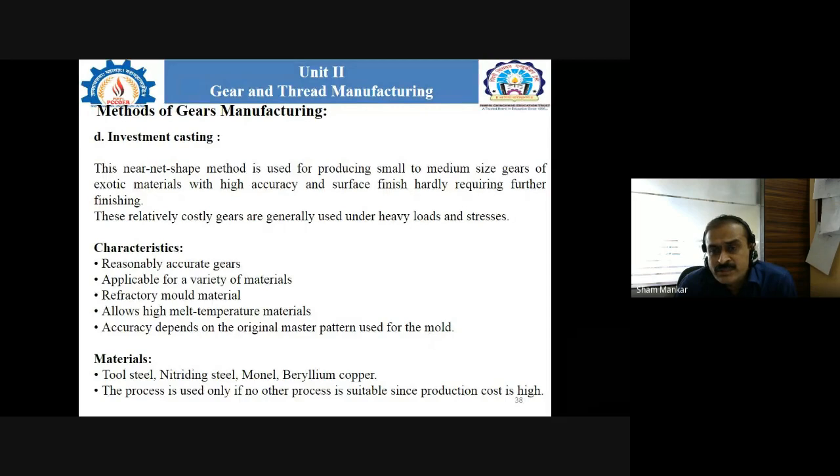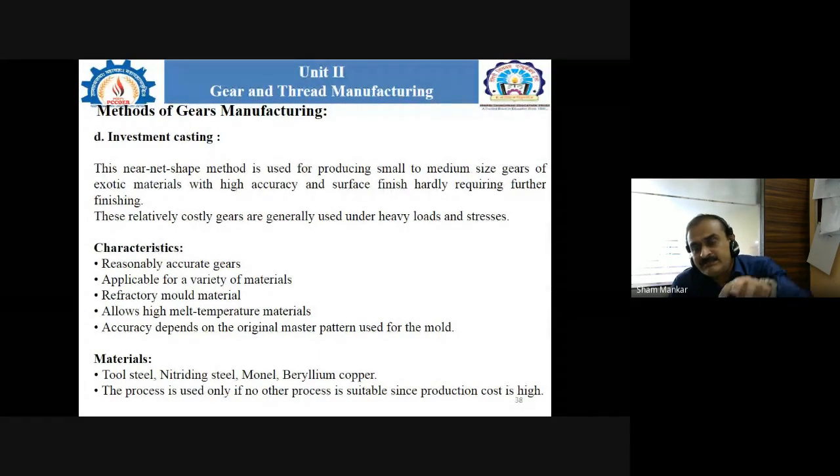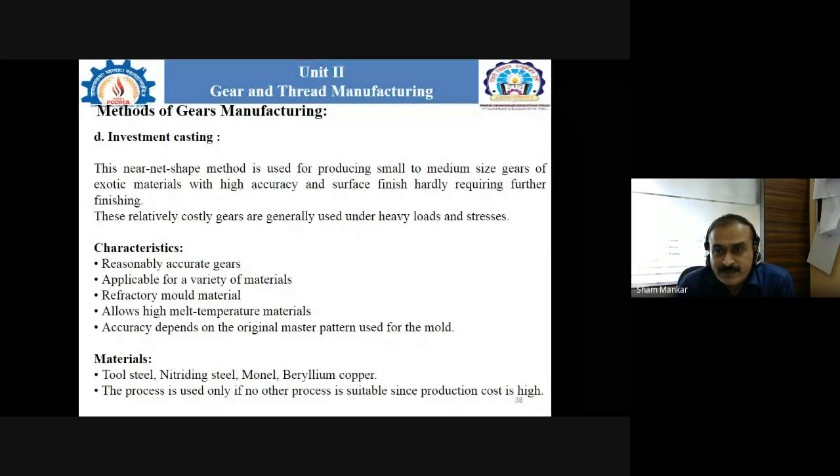As Suraj pointed out, we make the pattern first, then we make a number of patterns, and we make the tree, and we have to insert it into the abrasive slurry, and then later on we pour the wax inside that. Okay, so this is the entire accuracy of that gear which we expect to sustain under heavy loads and high stresses.